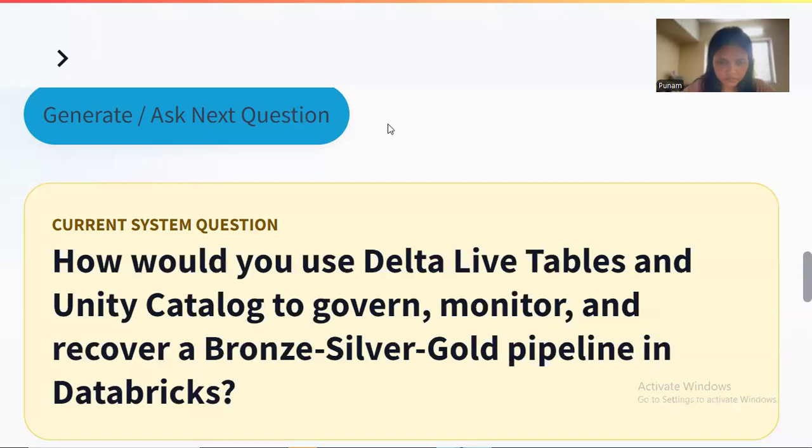And recover a bronze, silver, gold pipeline in Databricks. I don't have much knowledge on this. I will read on this. Okay, great. Let's get to the next one.